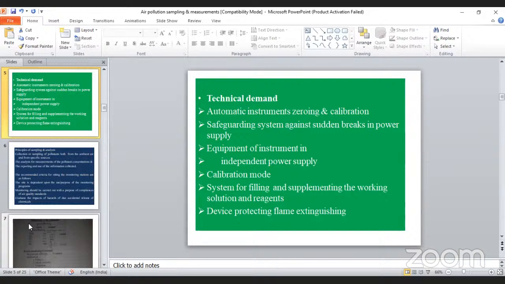There must also be enough protection, such as a flame extinguisher, because we are running the sampler for 24 hours in a common place. If anything happens at any time, if any burning or fire occurs, the unit must be protected from flames or fire. A system like that must be provided.